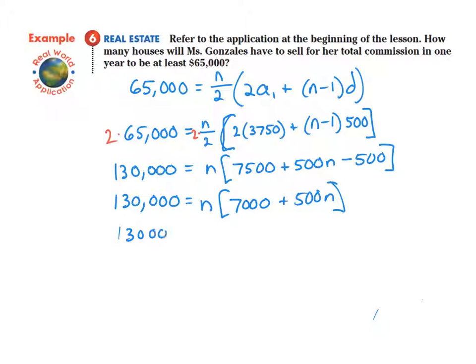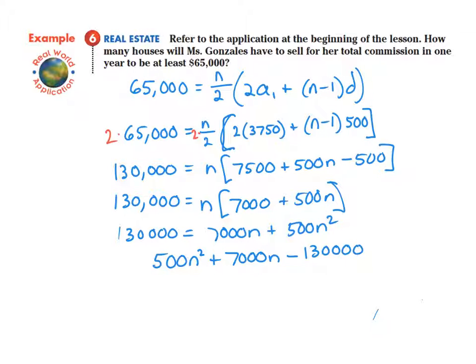So I have 130,000 is equal to 7,000n plus 500n squared. So I have a quadratic, basically. I just have to set it equal to 0, right? So I have 500n squared plus 7,000n minus 130,000 is equal to 0. And then I can use my quadratic equation.